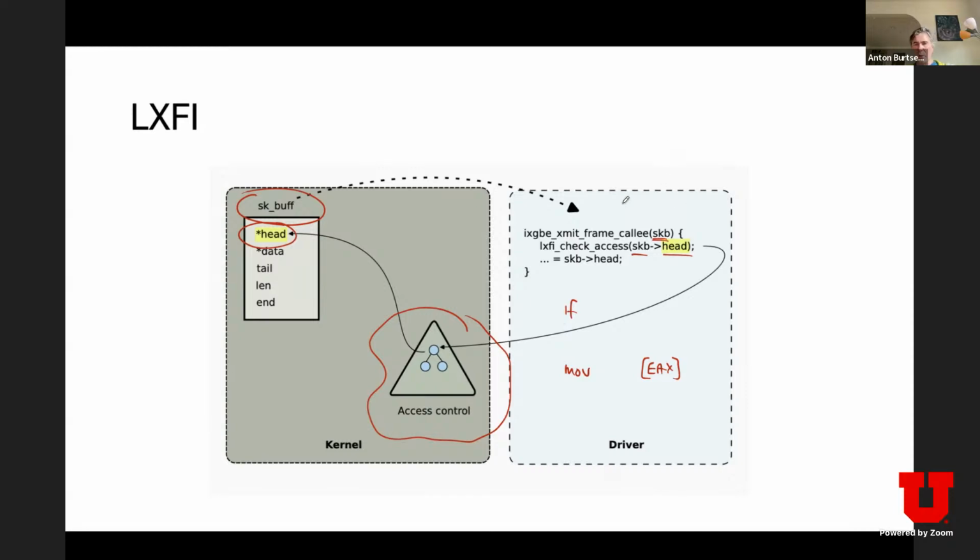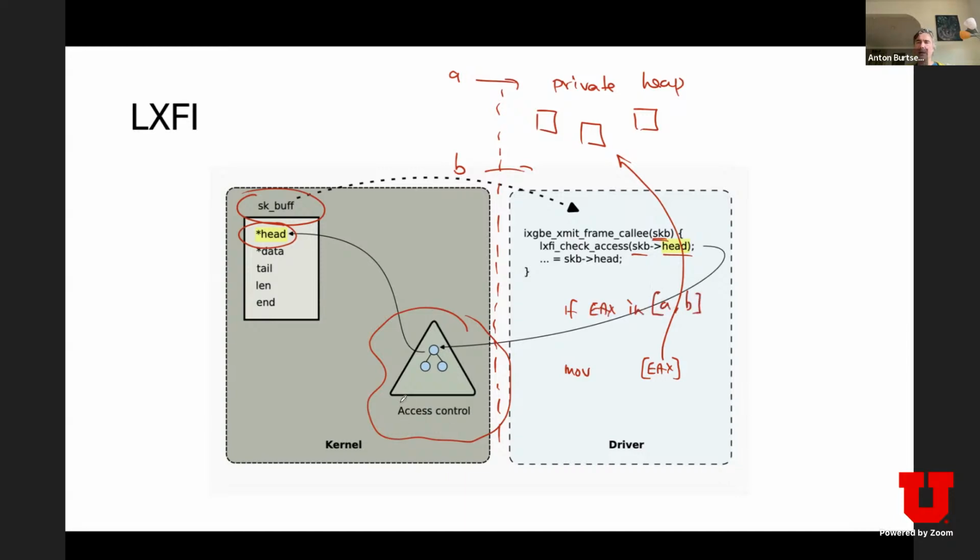Remember I talked about it. So they do 2 checks. So first of all, they say, look, this device driver will have its own private heap. And so essentially, when the device driver tries to access something, they say, look, you can access your entire private heap. So it's a simple check. So there is some kind of a bound from A to B, right? So if this EAX is inside the bounds from A to B, access is allowed, right?